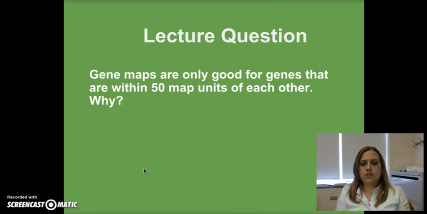So your lecture question is, gene maps are only good for genes that are within 50 map units of each other. So think about what that means. If they're 50 map units away from each other, what does that mean the recombination frequency is? And so why do you think gene maps are only good for genes that are within 50 map units from each other? So think about the question.